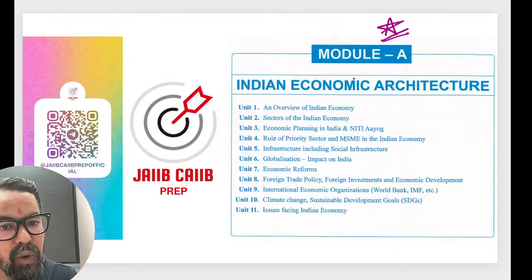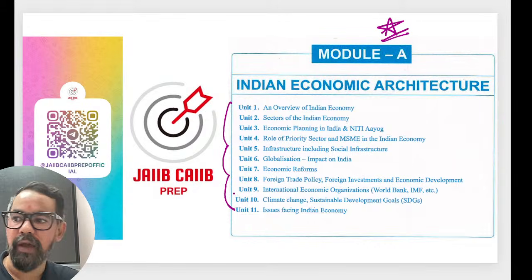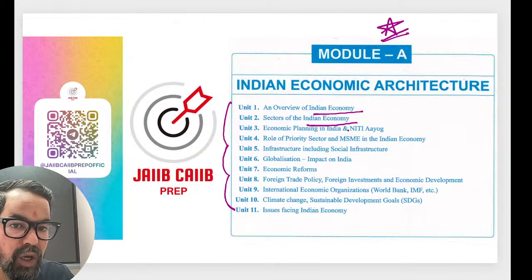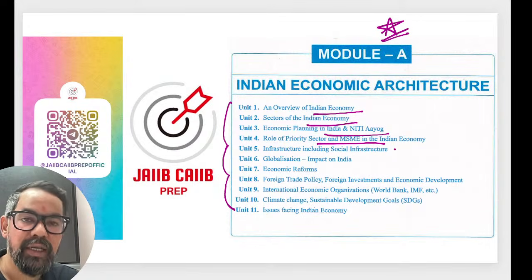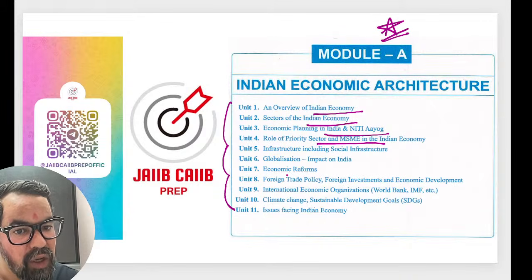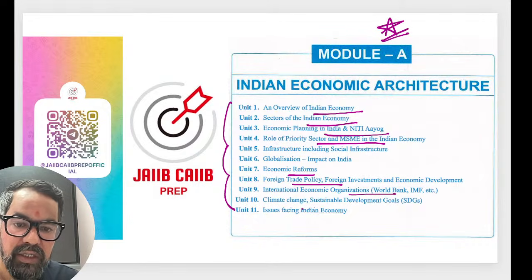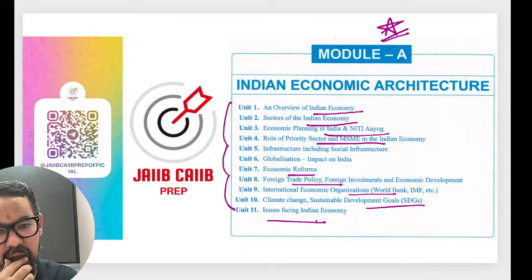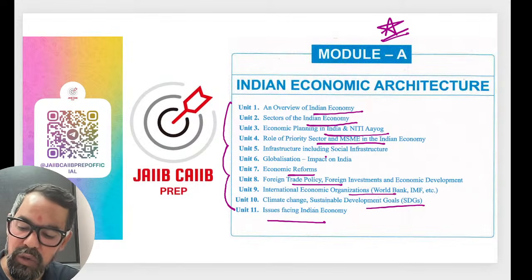So module A is Indian economic architecture. I hope many people are familiar with this one. We have overview of economy, sectors of Indian economy, then economy and NITI Aayog. Then priority sector in MSME, a small introduction, infrastructure, globalization, economic reforms. We have foreign trade policy, international organizations, and climate change and sustainable development. Then we have issues facing the Indian economy. These are the major subtopics which are generally part of your course curriculum, okay?